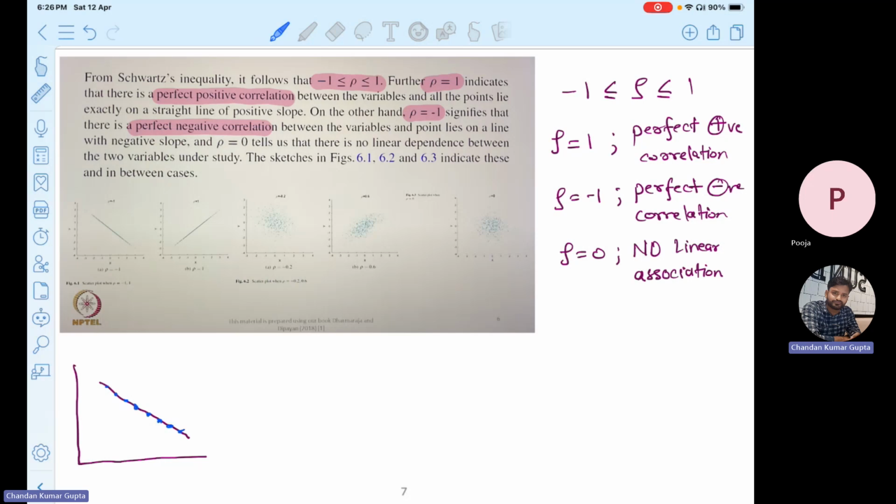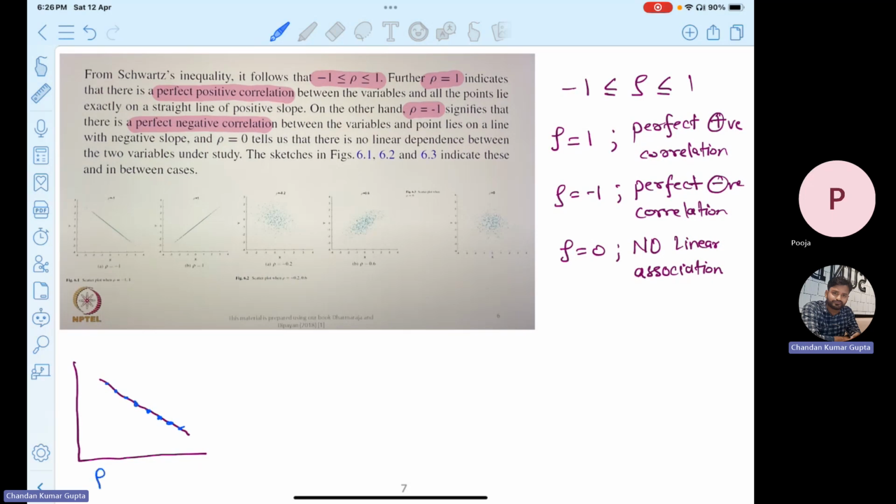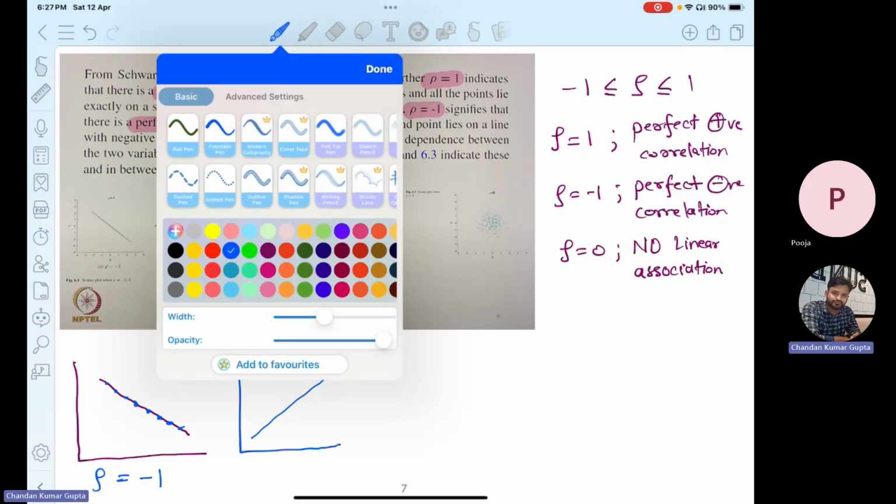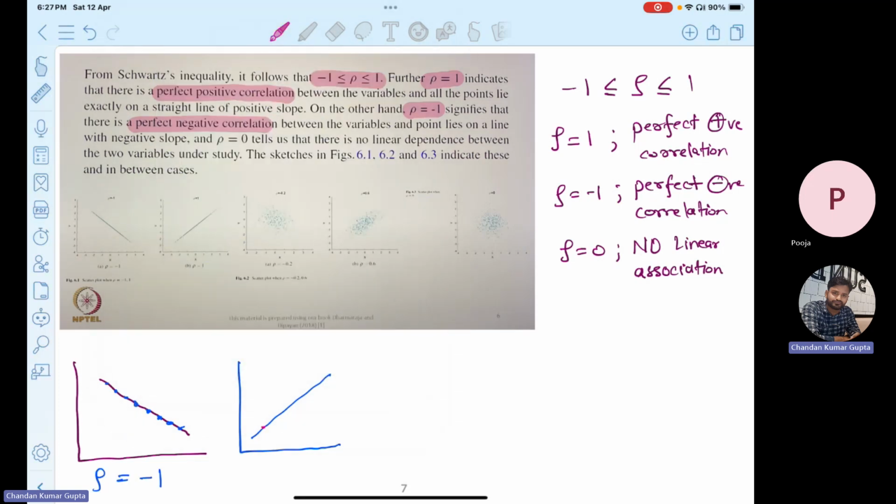And since one variable increases while the other variable decreases, the curve has a negative slope. So here the correlation coefficient value is -1. In a similar manner, you can see that when one is increasing, the other one is also increasing. Both increase in the same direction. So here the correlation coefficient is +1.